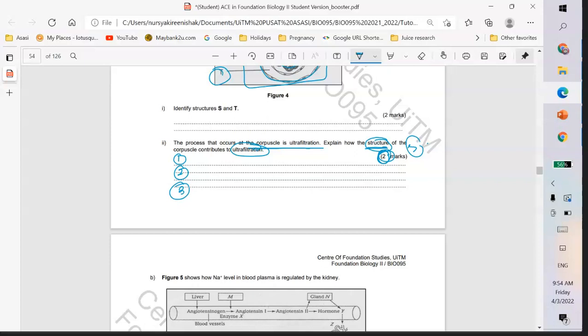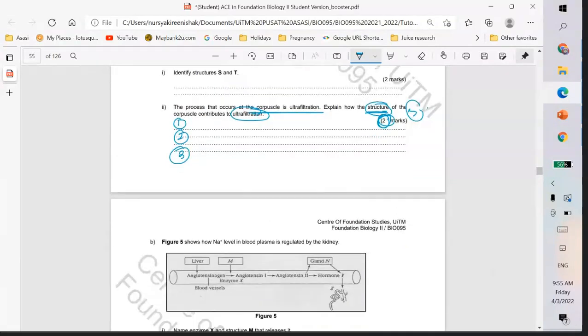And then for the last point, the pores allow small molecules such as salt, glucose, amino acid, vitamin, nitrogenous waste, and other small molecules to enter into the filtrate, but no red blood cells or protein enter into the filtrate. Sebab apa? Structure red blood cells and protein will be bigger. So dia tak boleh nak muat through the pores of the glomerulus or through the pores of the Bowman capsule. So those are the points that you could include in your answer.